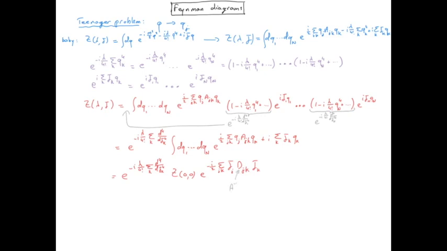So as in the baby problem, we managed to write our many integrals in terms of just an exponential of derivatives acting on a function of the sources. And we just now have to generalize that to the case of field theory.